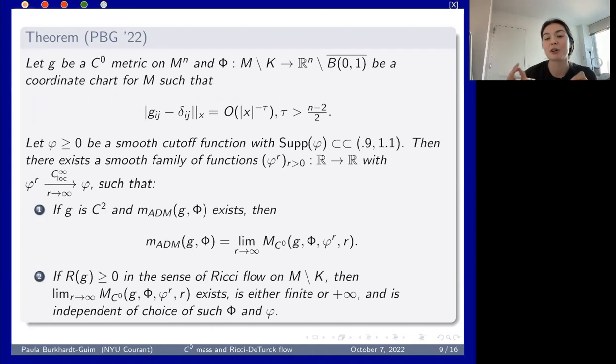That we have this kind of localized definition, so we can talk about what it means for a C0 metric to have non-negative scalar curvature in the sense of Ricci flow at a particular point. So all I'm saying is that that kind of localized definition holds everywhere on here.